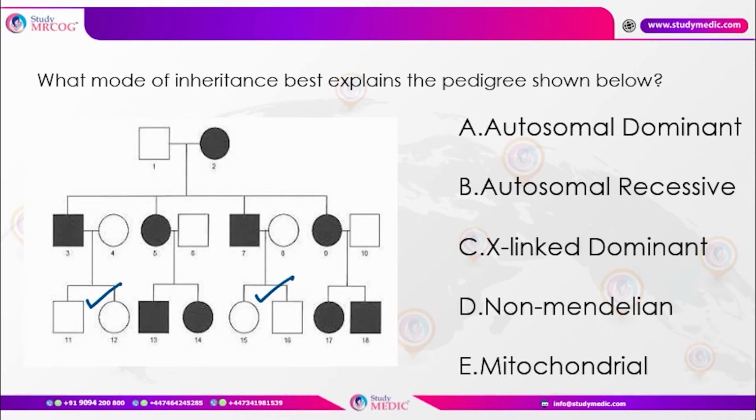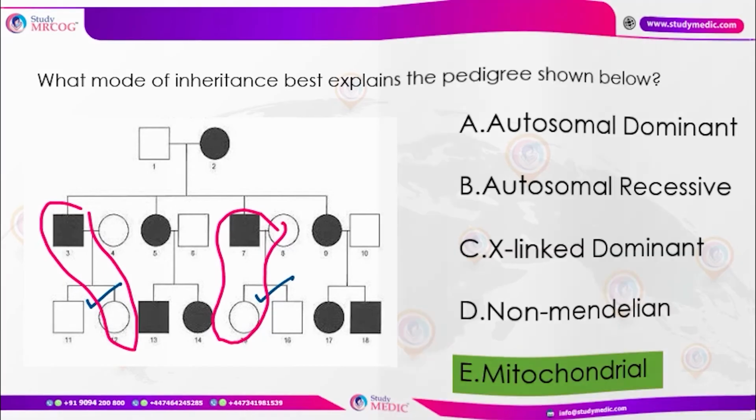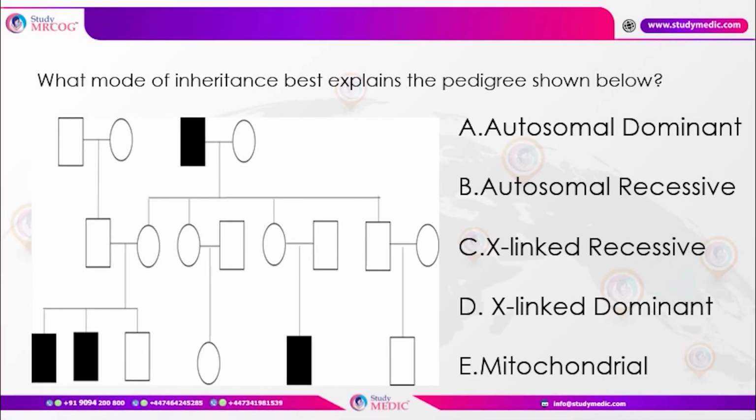Alright, so between X-linked dominant and mitochondrial. Now let us think. In an X-linked dominant condition, all the daughters of an affected father will be affected. But here we see that fathers are not affecting their daughters. So this is not an X-linked dominant condition. It is a mitochondrial condition. Great. So now we are understanding it better, right?